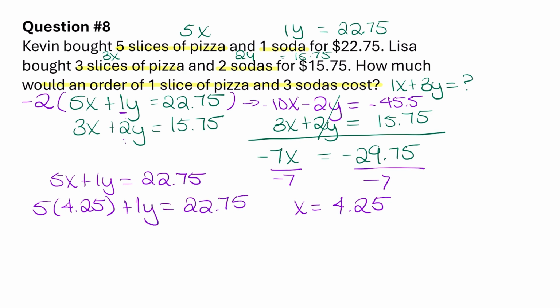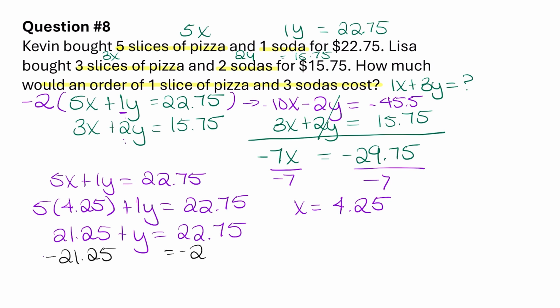So 5 times 425 plus 1y equals 2275. 5 times 425 is 2125 plus y equals 2275. And so I'm going to go ahead and now solve by subtracting 2125 from both sides. And when I do that, I end up getting y equals 2275 minus 2125, which is $1.50. Okay, so I know that sodas cost $1.50 and pizza costs $4.25.